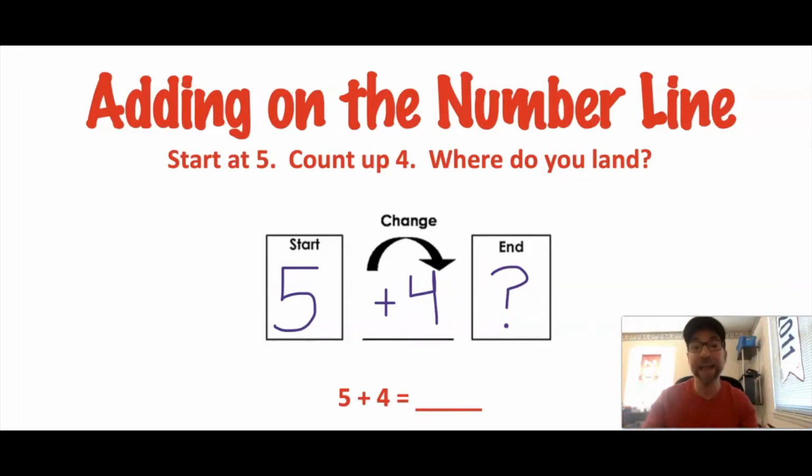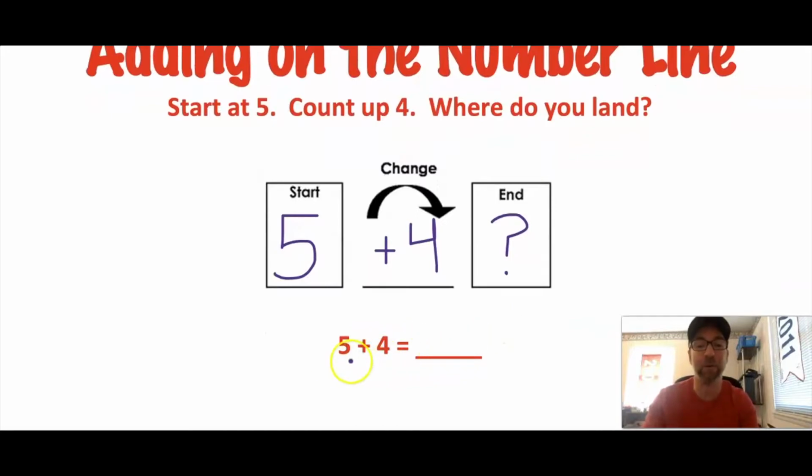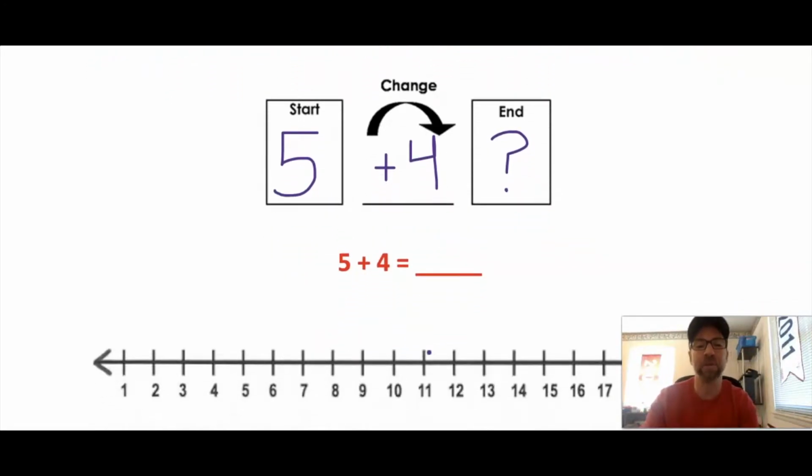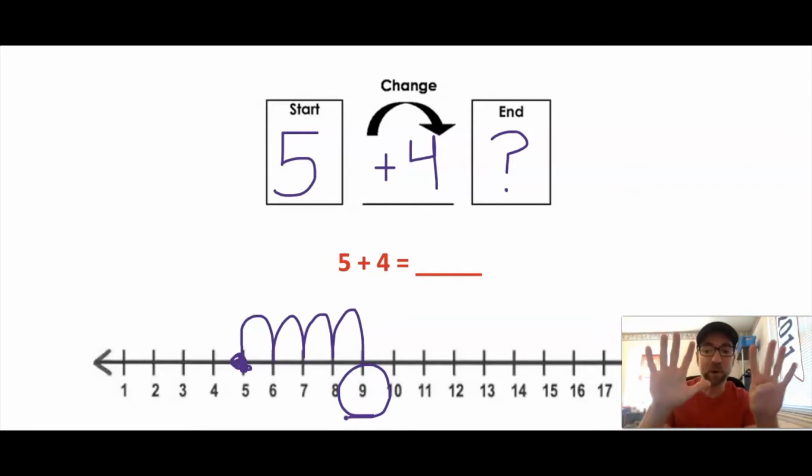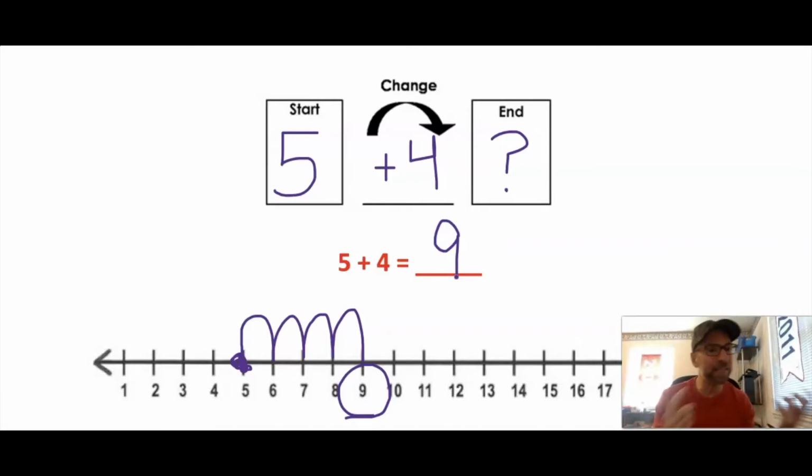Counting up is to add. And then we were able to write it as a number model. 5 plus 4 equals... And then we used a number line to help us find the answer. Start at 5, count up 4. Where do you land? Where did we land? 5 plus 4 more gives us 9. So we've been working on counting on a number line and adding on a number line. But today we're going to take a look at what happens when that unknown moves to different parts. So let's take a look at another one.